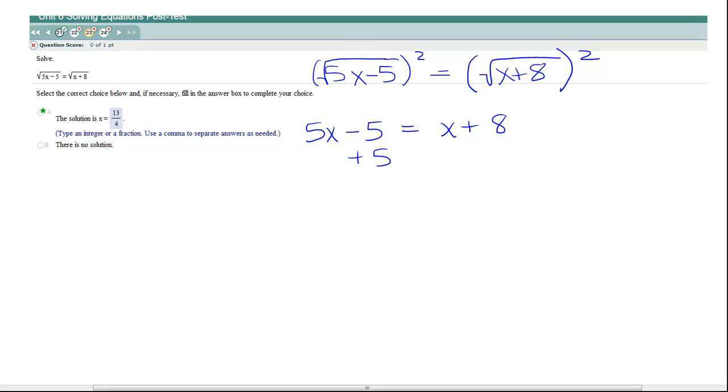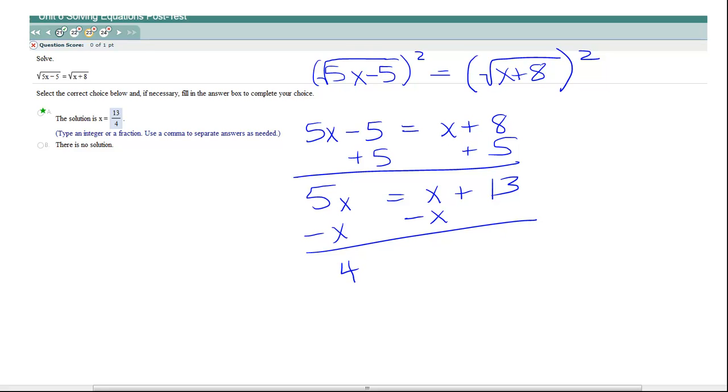And then we add 5 to each side, and we get 5x equals x plus 13. I subtract x off both sides, and then I get 4x equals 13. I don't care what 4x is. I want to find out what x is. So I divide both sides by 4, and I get x equals 13/4. And that is the answer.